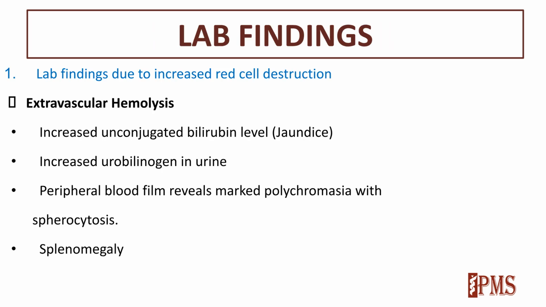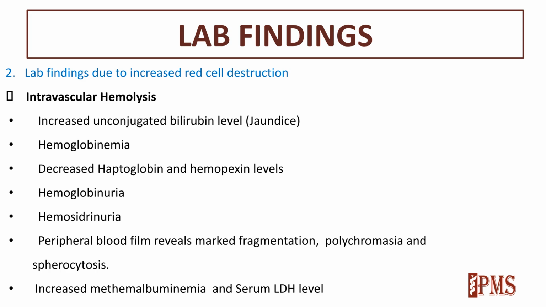Lab findings for extravascular hemolysis show increased unconjugated bilirubin, increased urobilinogen in urine, and splenomegaly. Peripheral blood film may reveal polychromasia with spherocytosis. Intravascular hemolysis lab findings include hemoglobinemia, decreased haptoglobin and hemopexin levels, hemoglobinuria and hemosideronuria. Fragmentation, polychromasia, and spherocytosis may be seen on peripheral blood film.